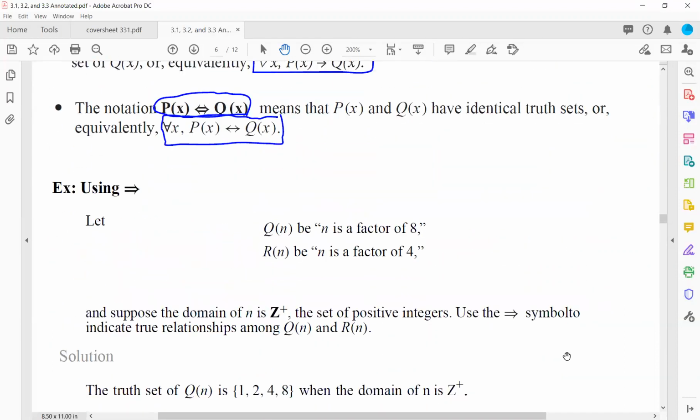For example, suppose Q(n) says n is a factor of 8. R(n) says n is a factor of 4. Suppose the domain is all positive integers.